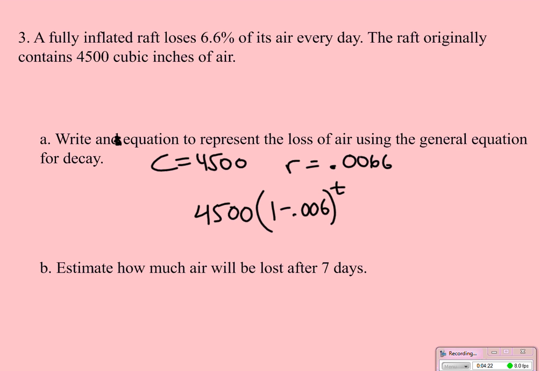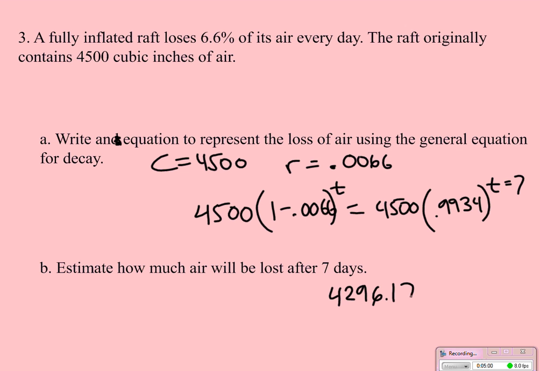All right, simplified, it's going to be 4,500 times 0.9934 to the power of t. All right, so that's air every day. So after 7 days, if t equals 7, I'm going to put 7 in there, raise that to the power of 7 times 4,500. So after 7 days, I'm only going to have 4,296.17 cubic inches of air.